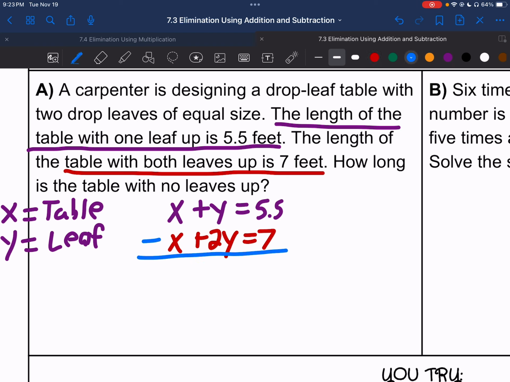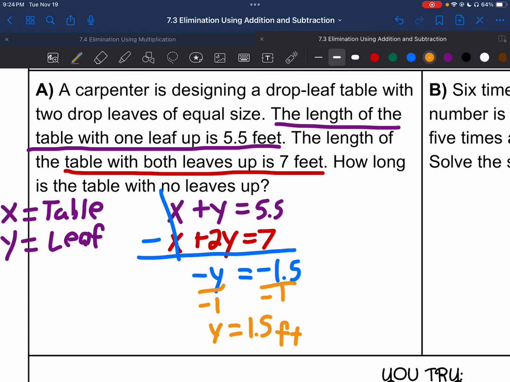So this is a subtraction problem because we have the base table length, right? That middle section is there for both of them. So the x's cancel out. We've got y minus 2y, so that's negative y, is equal to 5.5 minus 7 is negative 1.5. And then we go ahead and divide by negative 1, and we get that y is equal to 1.5. And we're measured in feet, but that is the length of our leaf. The question is asking us, what is the length of our table? The table with no leaves.